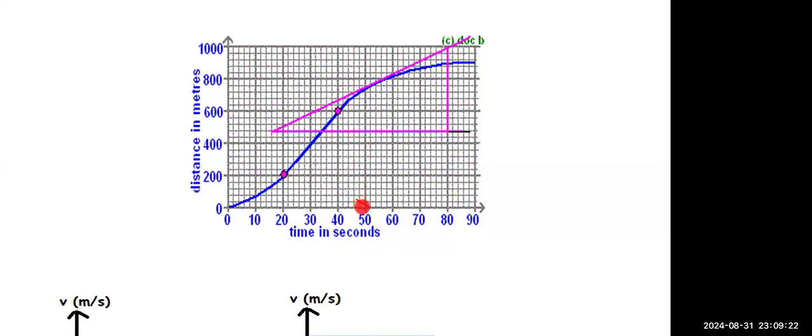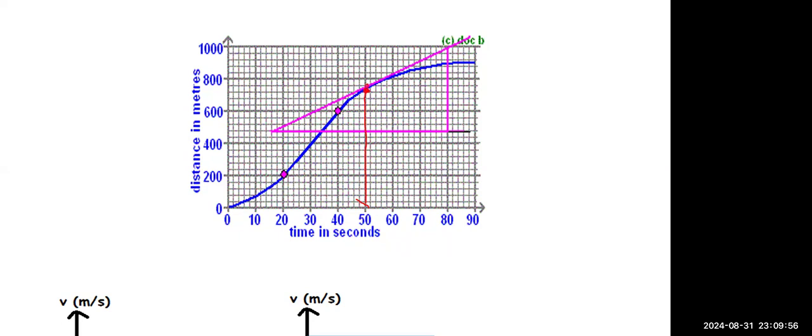Remember, look at that blue curve, and they will ask you to find the speed when the time is 50 seconds. This is a distance time graph, and the question is that you have to find the speed when the time is 50 seconds. So in that case, you have to move from 50 vertically upward, and find the point where it touches the line. This is the point.